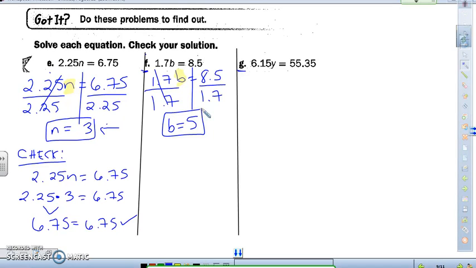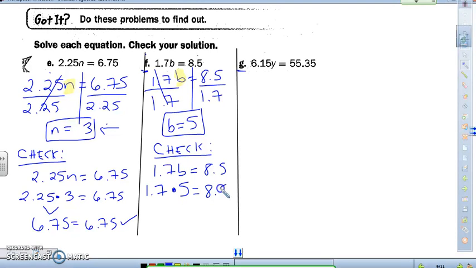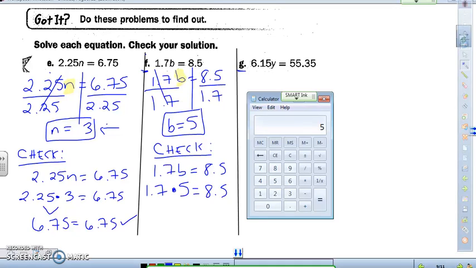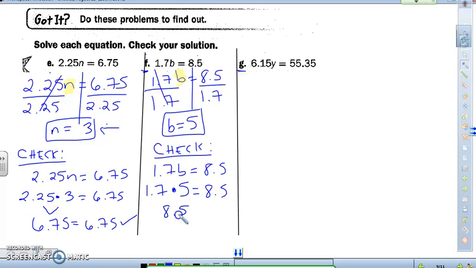Now wherever I see a B in my check, I'm going to substitute what we think is the answer of 5. So 1.7b equals 8.5. 1.7, it's touching the B. Make sure your multiplication looks like a multiplication. So I'm going to try 5 times 1.7 and I get, good, 8.5. So check that you have all of this written down correctly.